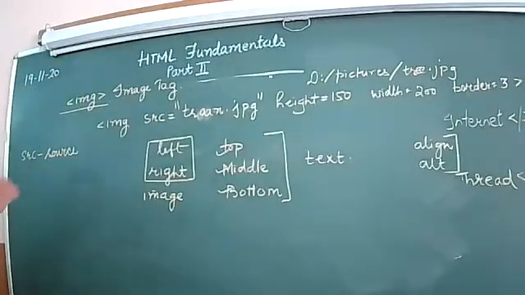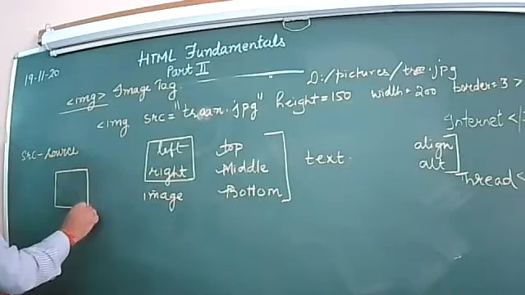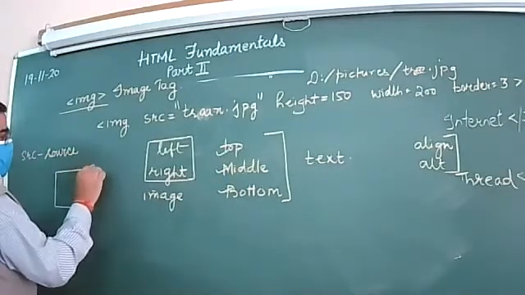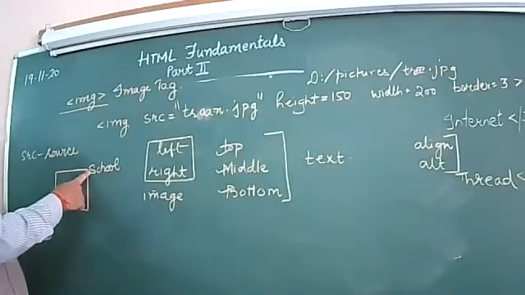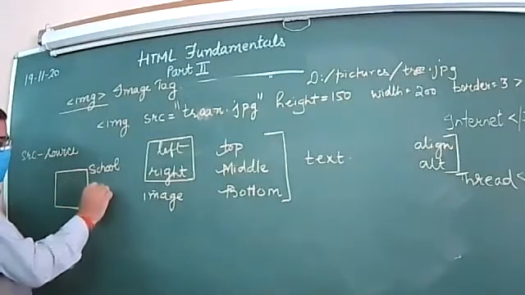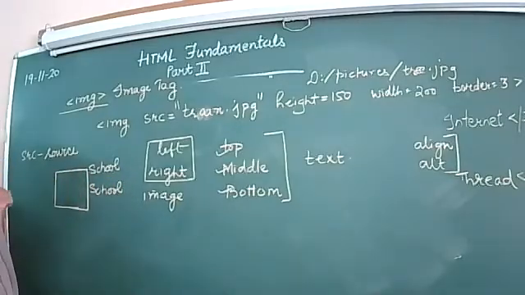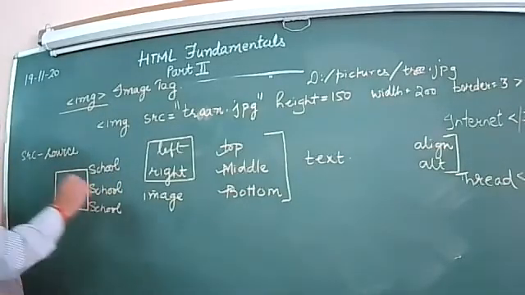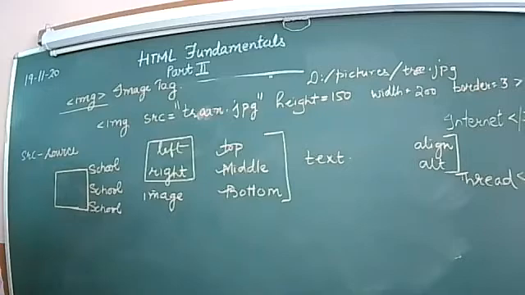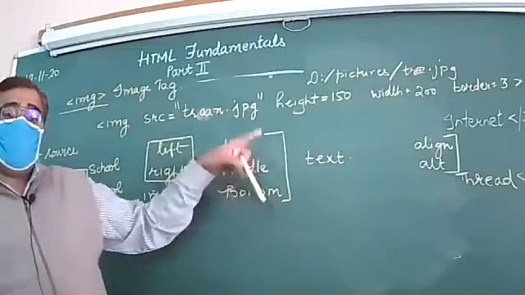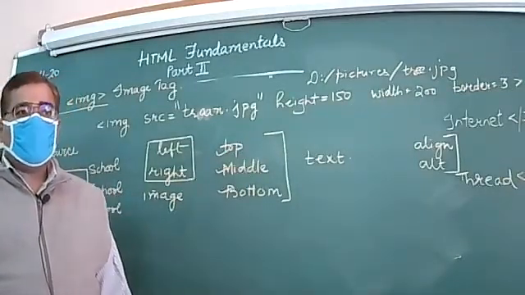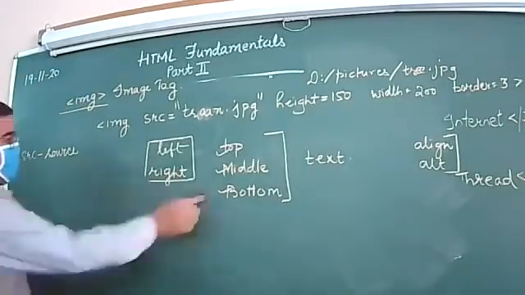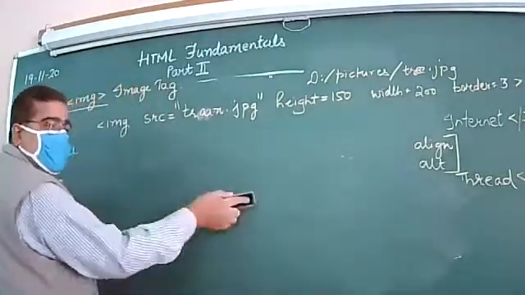I tell you what I mean by this. This is your image. I write here school. If I give align top, school will come here. If I write middle, school will come in the middle. If I write bottom, school will come at the bottom. Don't think that if you are giving align middle, it will bring image in the center. No. Clear?